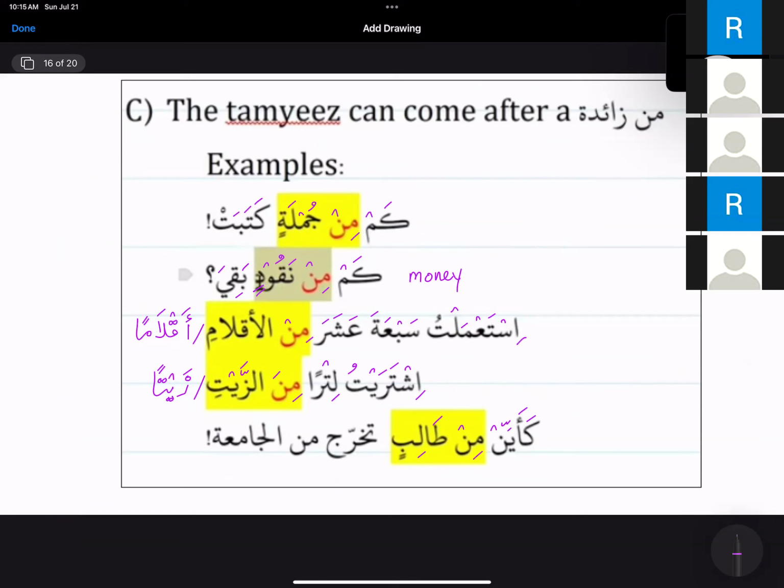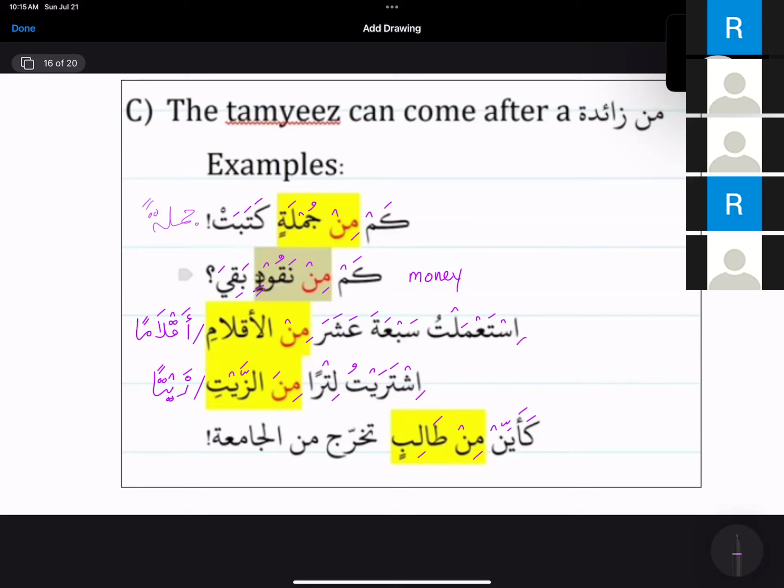Allahu Akbar. Kam min jumlatin katabat. So now see, kam is coming. Kam min jumlatin. It could be kam jumlatan. Or kam katabat jumlatan. Right? It could be said in that way. And then this tamyiz is clear. If I say kam katabat jumlatan, you are showing some amazement.